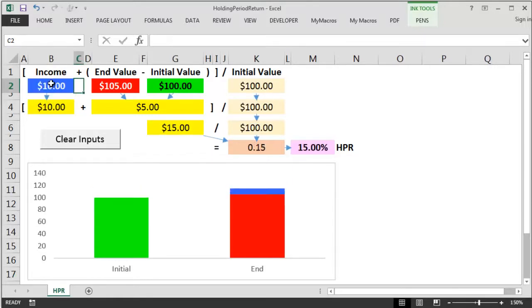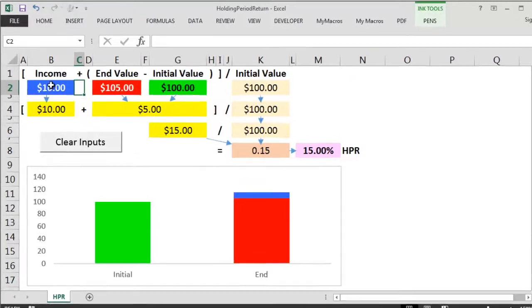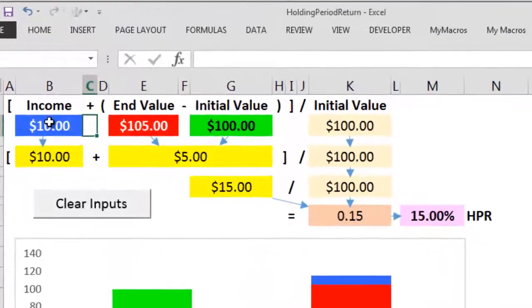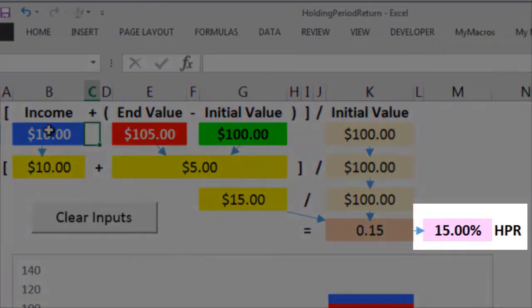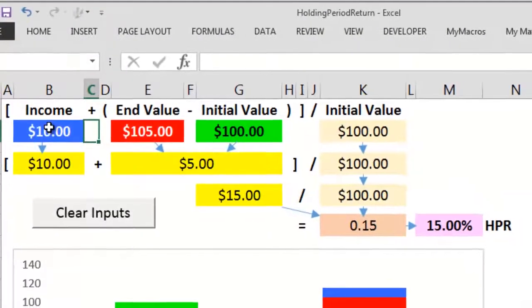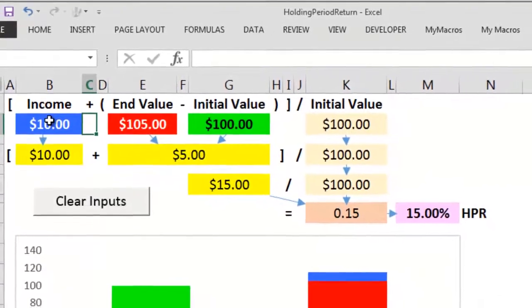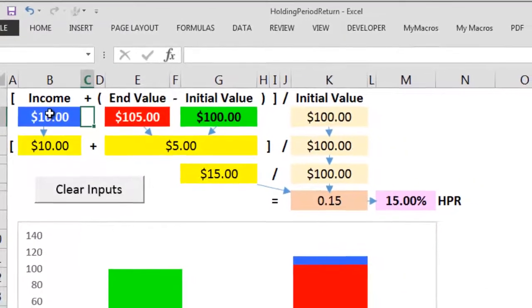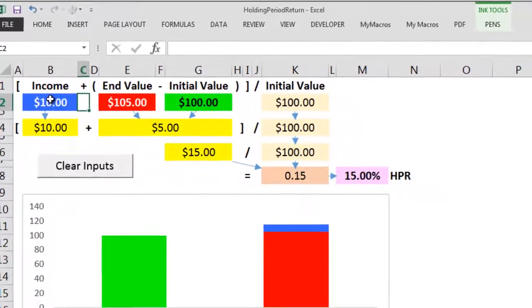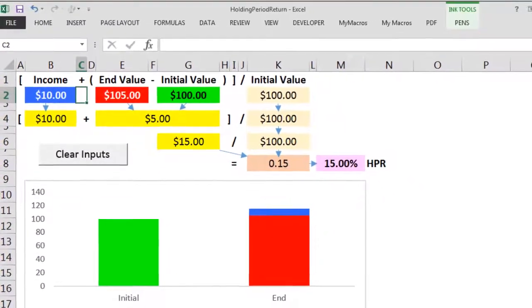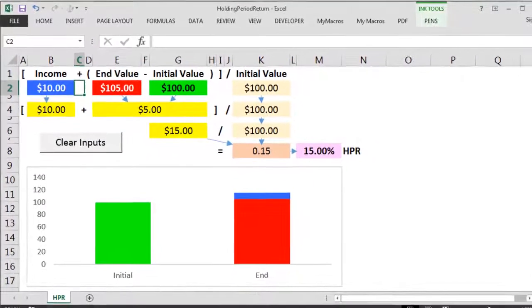This would give us 15 over 100. That equals 0.15. That equals 15%. The holding period return is 15%. And that's it. That's the HPR. It's as simple as that. And the holding period return works for shares with dividends, for bonds with coupons, or for any kind of investment with or without any kinds of cash payments, for any period of time, from 1 nanosecond to 1 billion years.